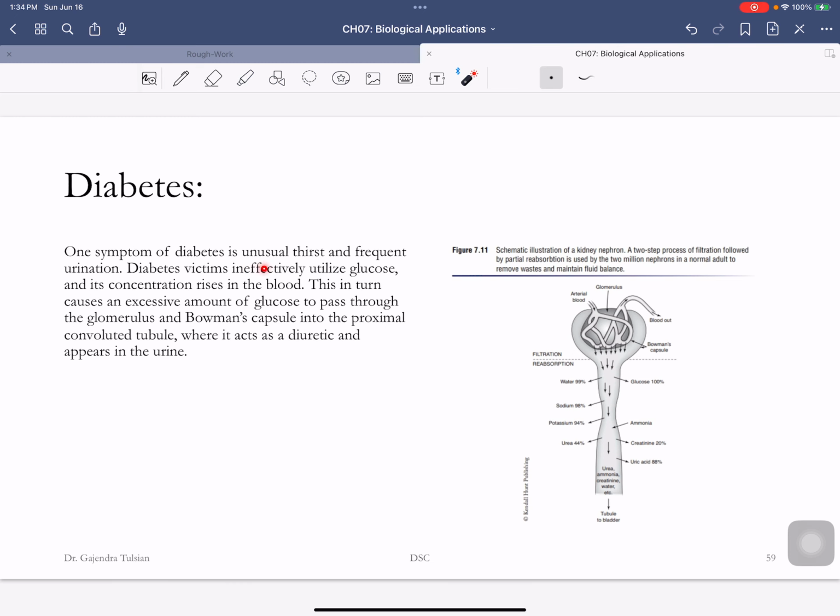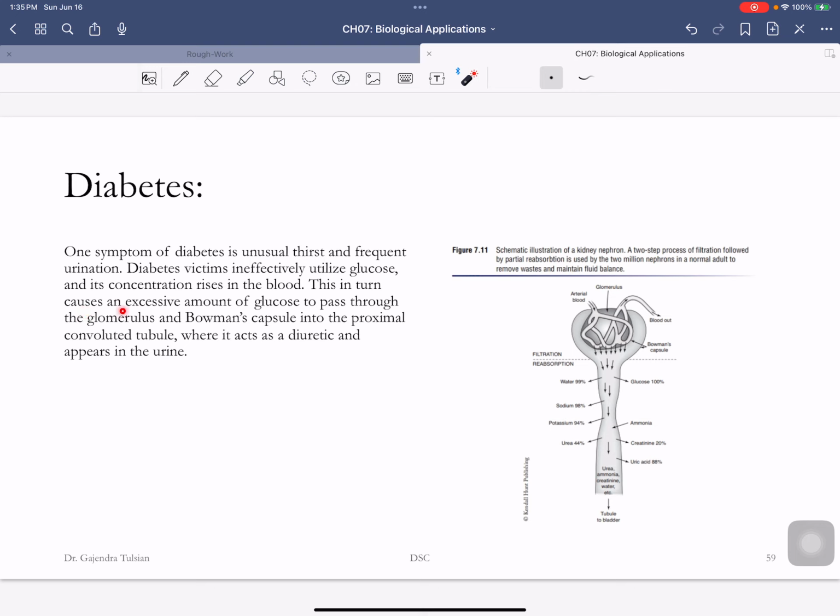So one symptom of diabetes is unusual thirst and frequent urination. Diabetes victims ineffectively utilize glucose, and its concentration rises in the blood. So they have a high concentration of glucose in the blood. There's a high concentration in the blood, and higher pressure there, so a whole bunch of glucose is dumped here, and it's hard to reabsorb all this glucose. And that glucose is a diuretic, and so you're urinating more.